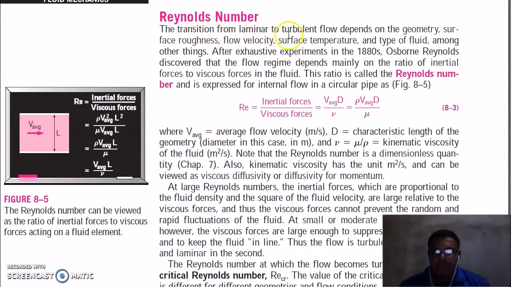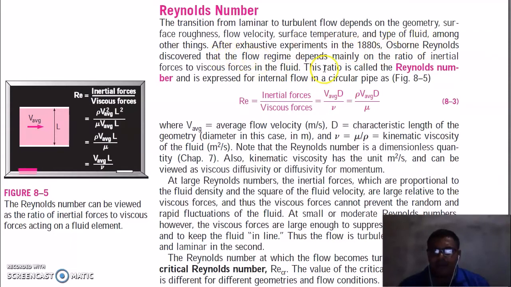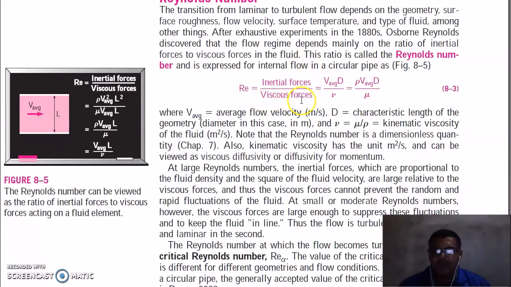The transition from laminar to turbulent flow depends on geometry, surface roughness, flow velocity, surface temperature and type of fluid, meaning a number of factors. But Reynolds discovered that the flow regime depends mainly on the ratio of inertial force to viscous force. When you take the ratio of these two forces, you will get density into V average into D divided by the dynamic viscosity, which equals V average into D by the kinematic viscosity, where kinematic viscosity is the ratio of dynamic viscosity to the density of the fluid.